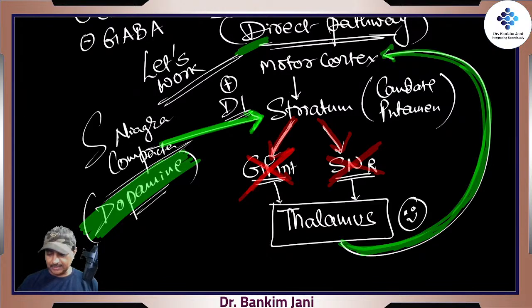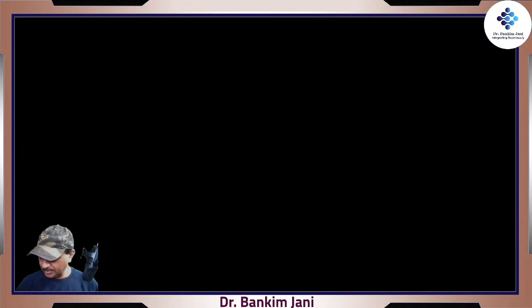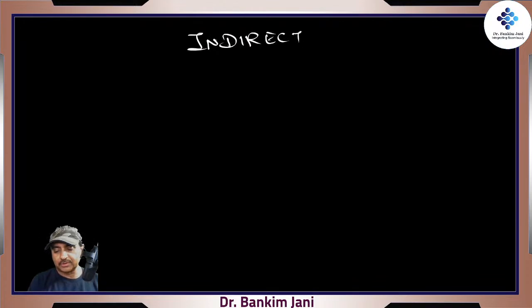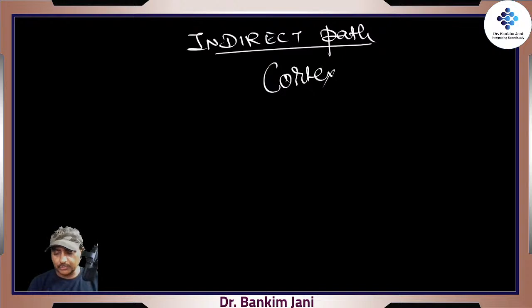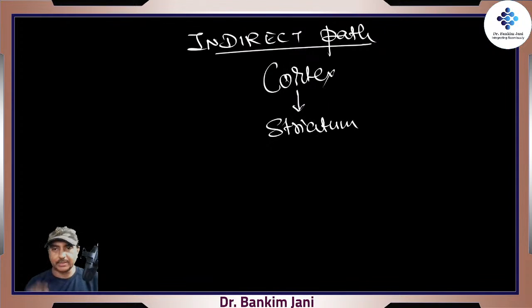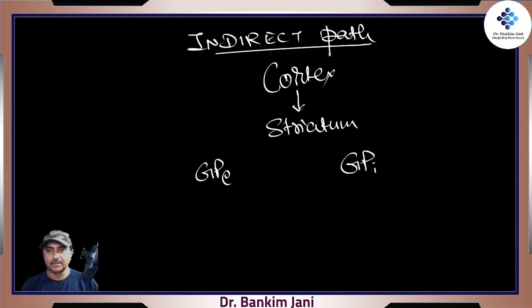Okay, so this is the direct pathway, where the dopamine comes into the picture. Now, when we talk about the indirect pathway, this is indirect. We are talking about the motor loop, right? In the indirect path, again, the cortex will always be talking to the striatum. Striatum, you know, is caudate plus putamen. And let's write both of them: GP external, GP internal.